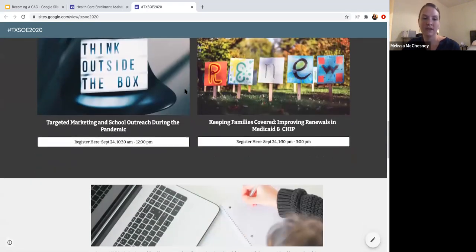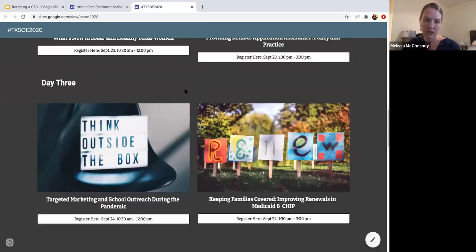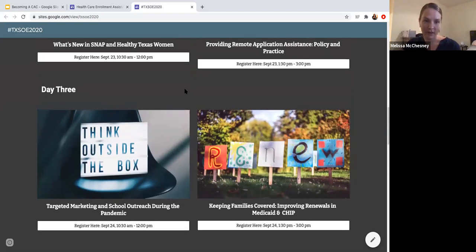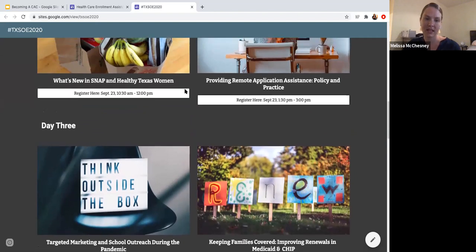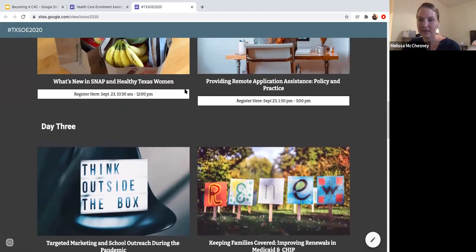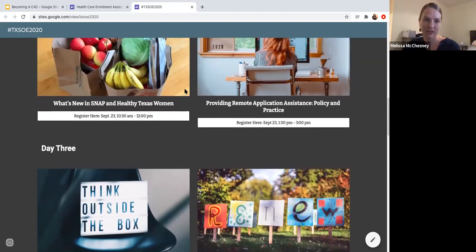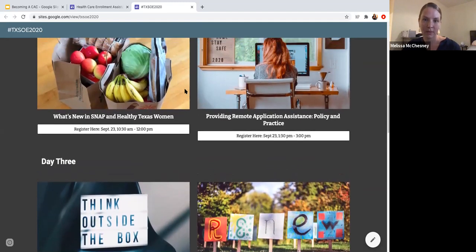Those are individual registrations, so you don't need to register for all of them. You can pick and choose which ones you'd like to attend, and everything that I just listed is free. There are no registration fees, so don't feel concerned about that.